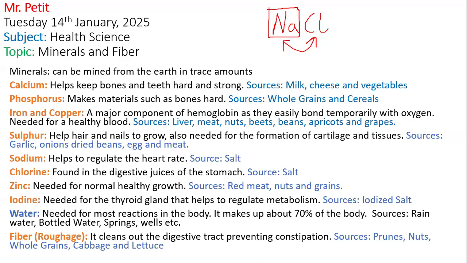Mr. Petit, sorry to interrupt. When you're talking about the sodium, the reason why I know that is because you learn about solvent and solute in science class. Yes, solvent and solute. The solute is the one that is dissolved, and the solvent is the one that does the dissolving, right? So the solute dissolves in the solvent.